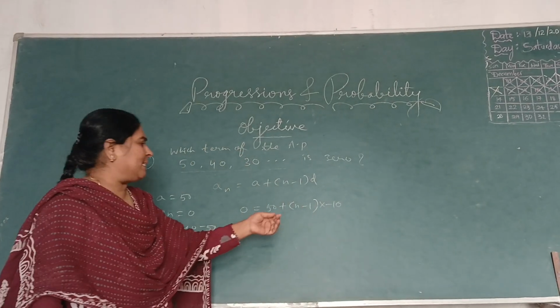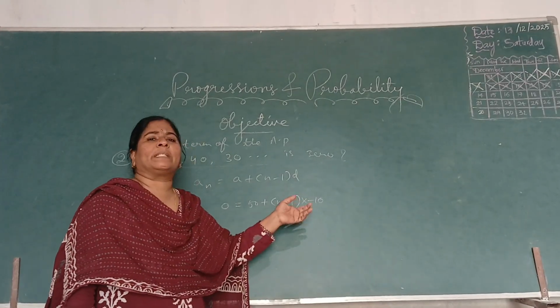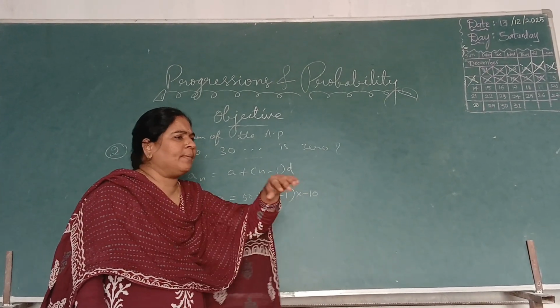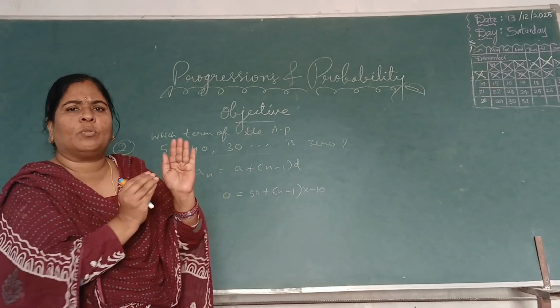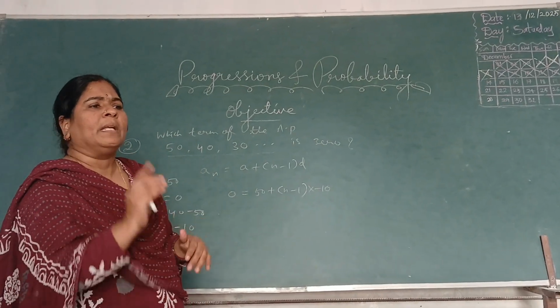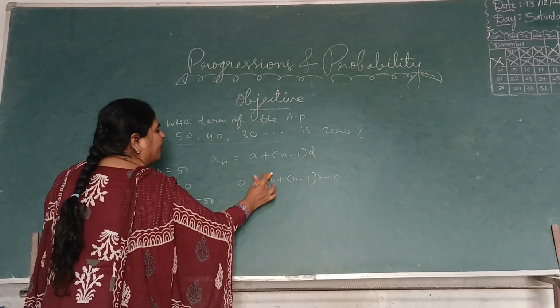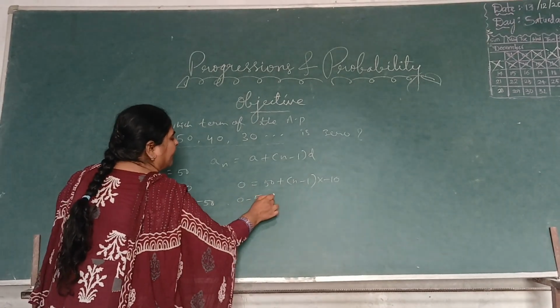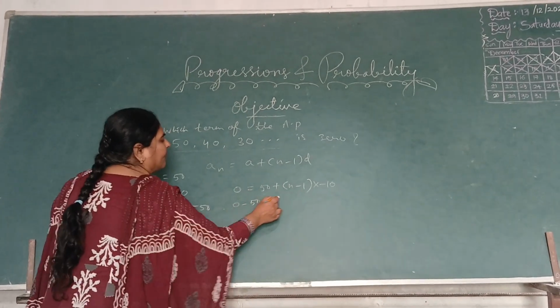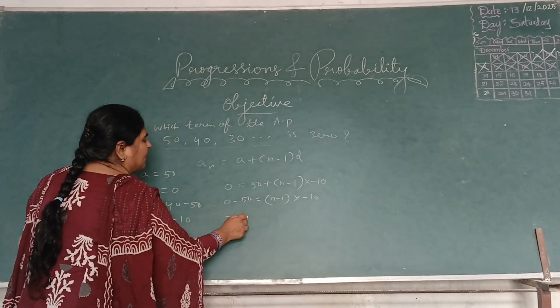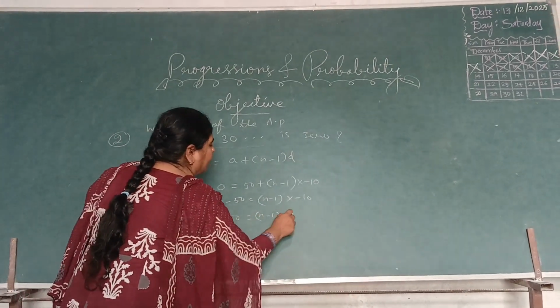Don't write it without brackets, because into minus 10 should be mentioned. Children may be confused, and if they write it without brackets they will forget and send it to the left hand side as plus 10. That mistake will be done by children, so don't make that mistake. First of all, 50 you send that side. It will become minus 50 when it comes to the left hand side, and n minus 1 into minus 10. So minus 50 equals n minus 1 into minus 10.